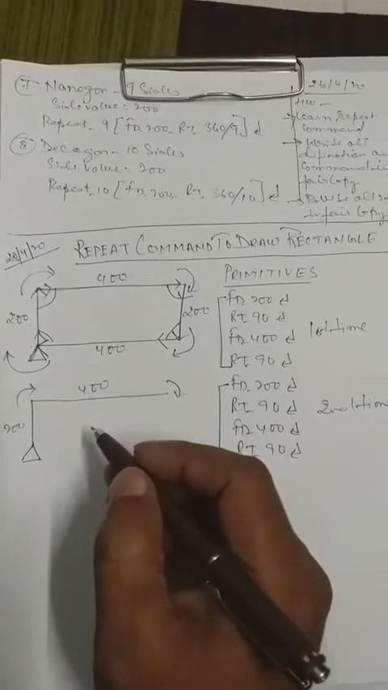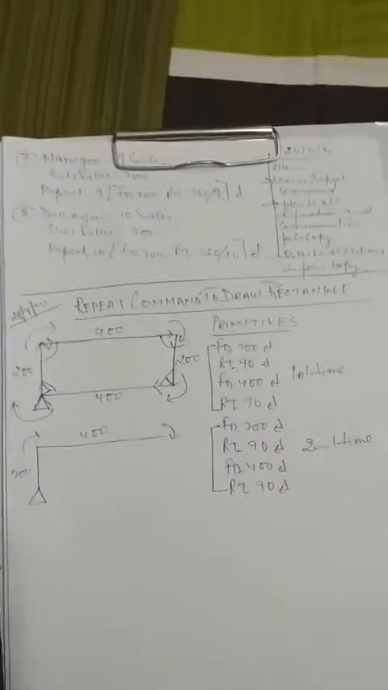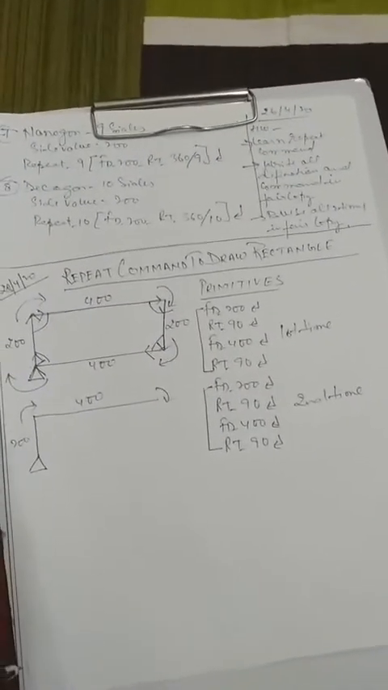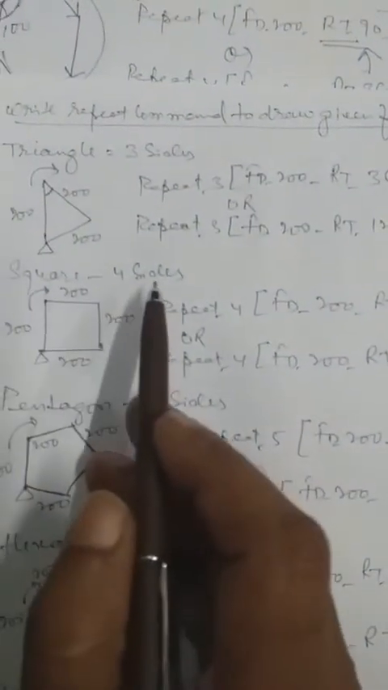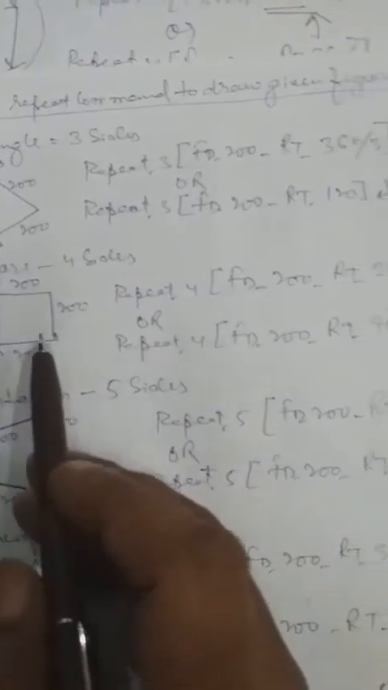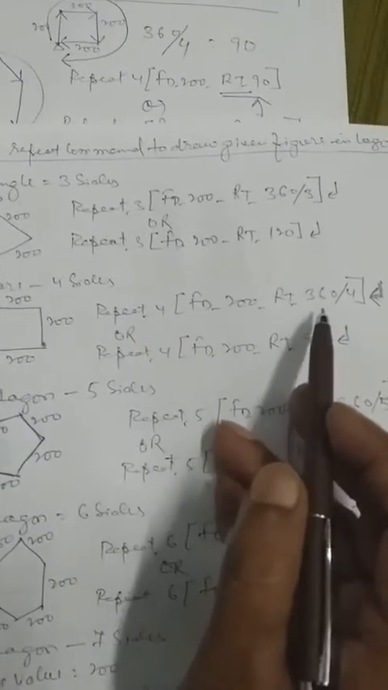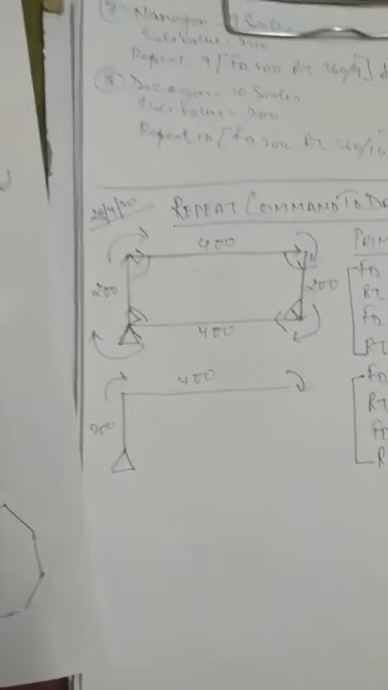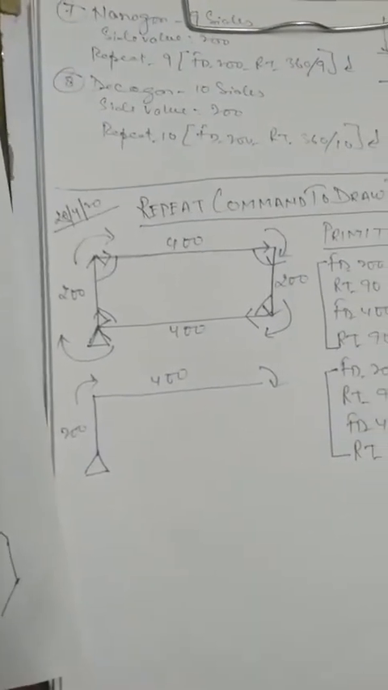I want to tell you, as you saw before, in a square there were 4 sides, but all sides were equal. So I wrote repeat 4 FD 200 RT 360 by 4. Try to understand, dear children. Here you can see 4 sides, but all sides are not equal.